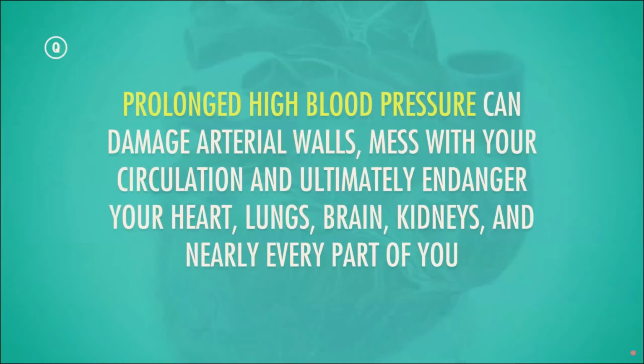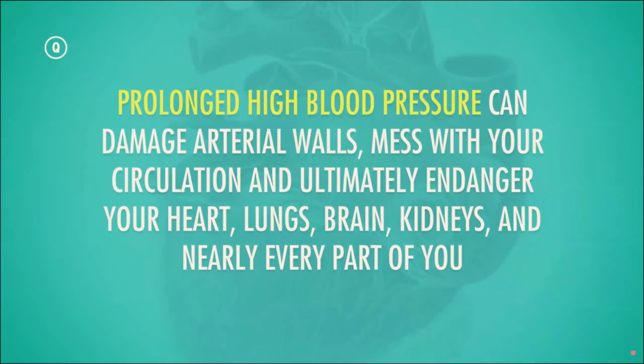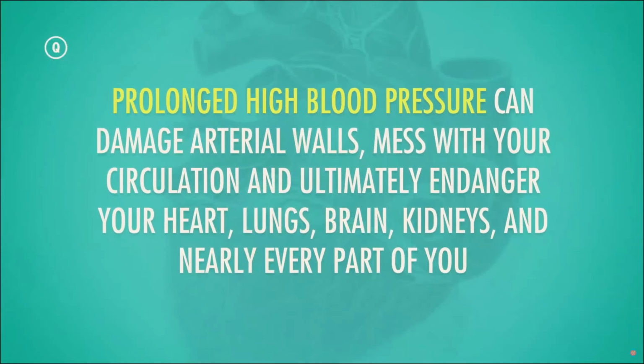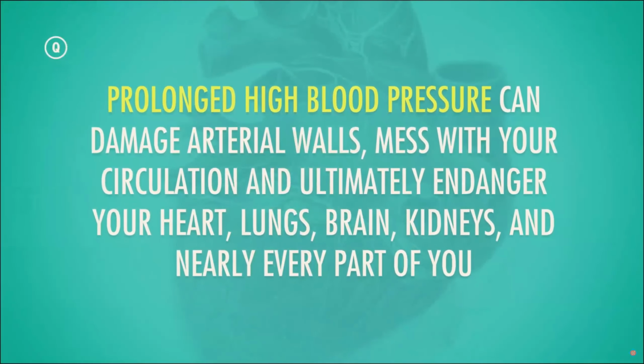So if your systolic blood pressure is too low, that could mean that, say, the volume of your blood is too low, like maybe you've lost a lot of blood or you're dehydrated. And if your diastolic is too high, that could mean that your blood pressure is high even when it's supposed to be lower. Considering how much we've talked about the importance of homeostasis, it should come as no surprise that blood pressure that's too high or too low, or anything that affects your blood's ability to move oxygen around, can be dangerous. Prolonged high blood pressure can damage arterial walls, mess with your circulation, and ultimately endanger your heart, your lungs, brain, kidneys, and nearly every part of you.